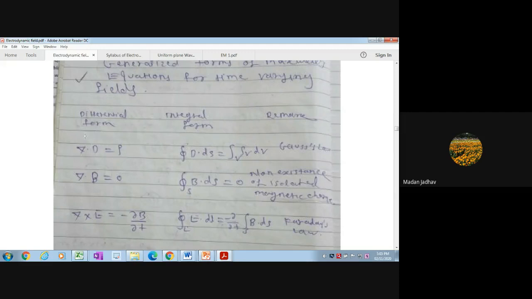Now you know that according to Gauss law, the total electric flux through a closed surface is equal to the total charge enclosed by that surface. And therefore, if the flux density or net outward flux is more, it means more charge is present inside that closed surface. This is the meaning of this Maxwell equation.